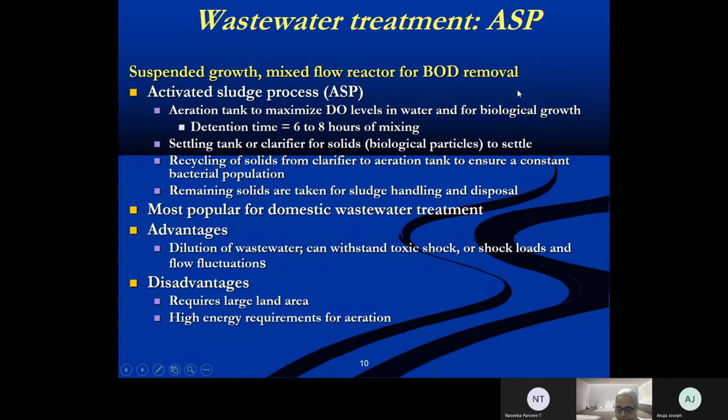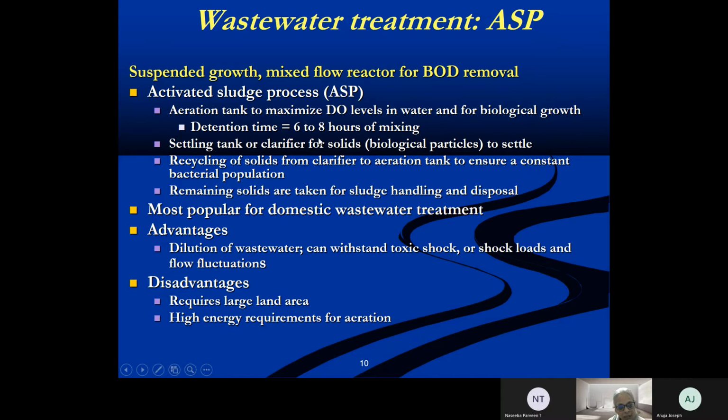Now, what does the bacteria need for consuming the organic matter? All it needs is oxygen. So the first thing is the aeration tank. The aeration tank has to be provided to maximize DO levels in the wastewater for biological growth to happen. The detention time can be anywhere from 6 to 8 hours.